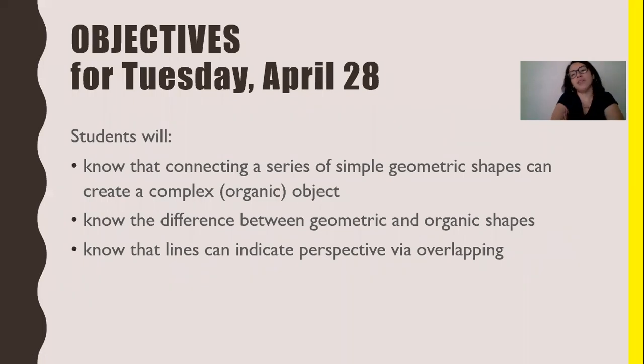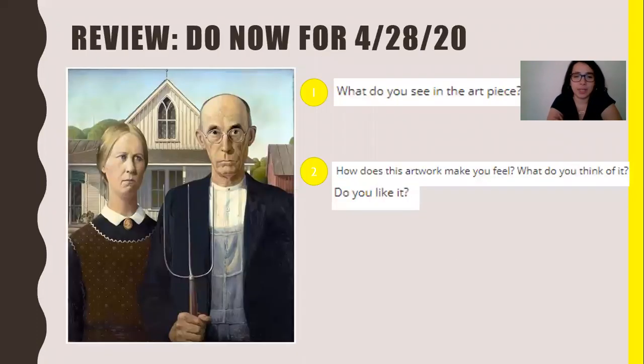So today's objective is that you will know that connecting a series of simple geometric shapes can create a complex or organic object. We're going to know the difference between geometric and organic shapes. And then you're going to know that lines can indicate perspective via overlapping. So before we do that, let's look at our do now.